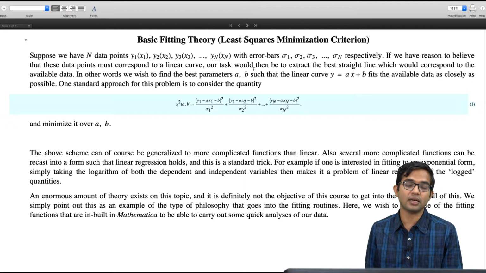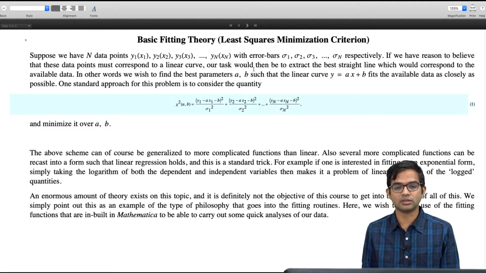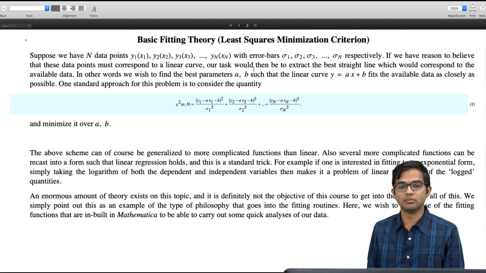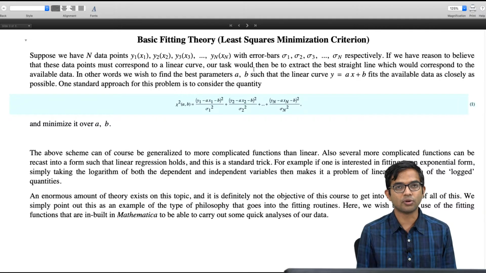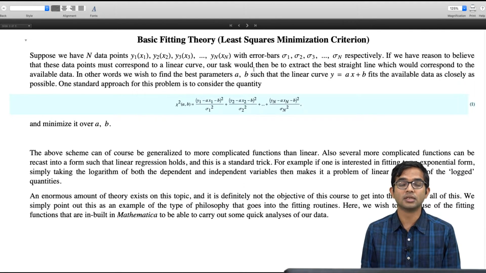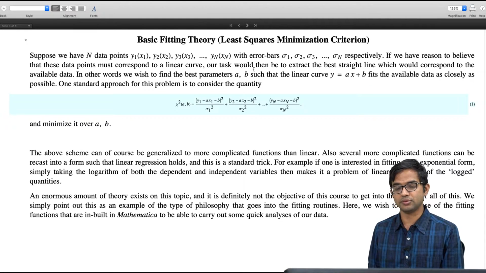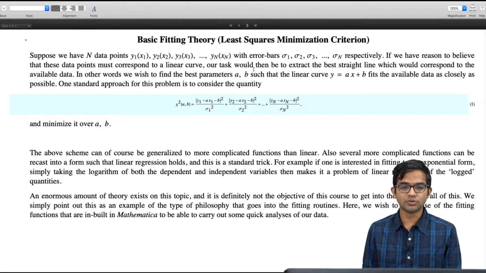Suppose you have some n data points, y1, y2, y3, and so on up to yn, for x values going from x1 to xn, and let's say that each of these data points is associated with error bars sigma 1, sigma 2, sigma 3, and so on up to sigma n, right? And if we already have some guess for the type of curve that must pass through this, let's say that you believe it's a linear curve, a straight line that must pass through this, and you ask what is the best straight line which would correspond to the available data, right?